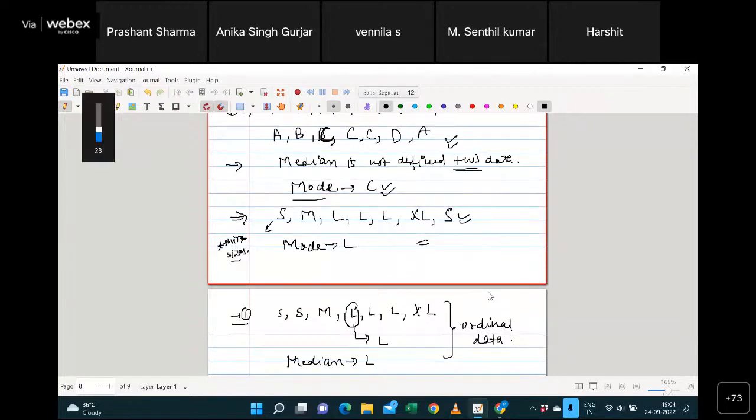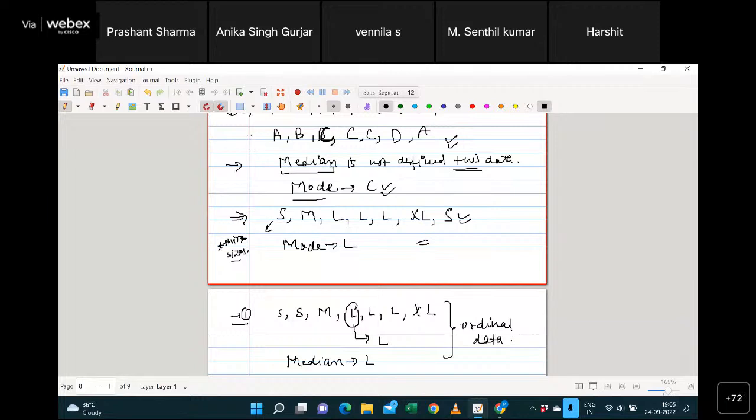Can you repeat? Median is not defined for this one. Would you explain again? See, what is the thing? Median is what? Median is nothing but the middle observation of the sorted data, right?